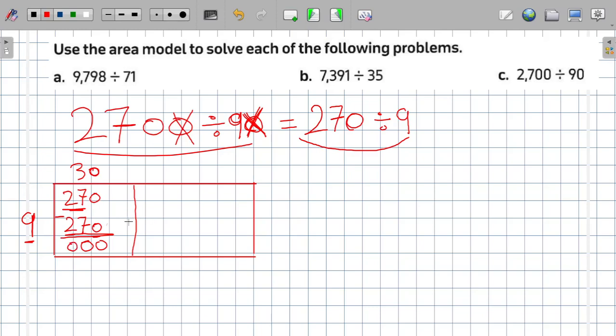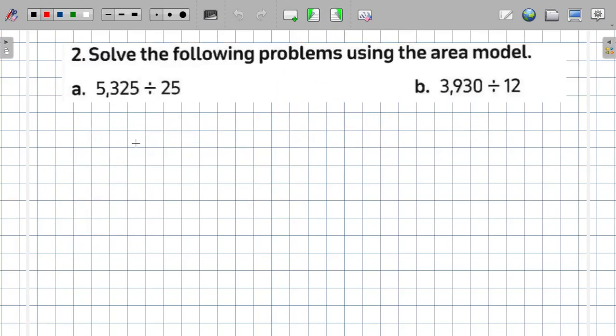So the remainder here is 0. And the result will be just 30. So I can say this operation's result will be 30, maybe 30 and only 30. Okay, so 2,700 divided by 9 equals 30. Okay, let's try another one.